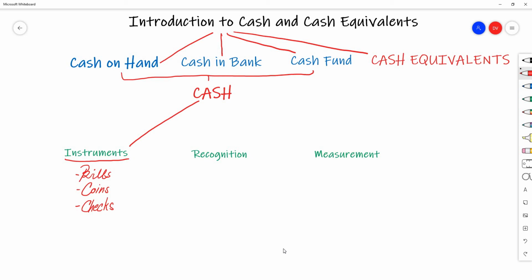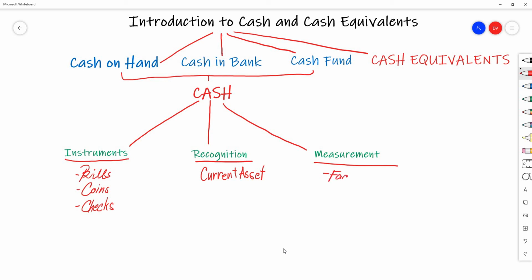Next, how is cash recognized? When we say cash, it is recognized as a current asset. Basically, cash and cash equivalent, they are recognized as a current asset. So, this is the first line item in the financial statements. And then, lastly, we will talk about its measurement. How do you measure cash? So, you measure cash at face value.